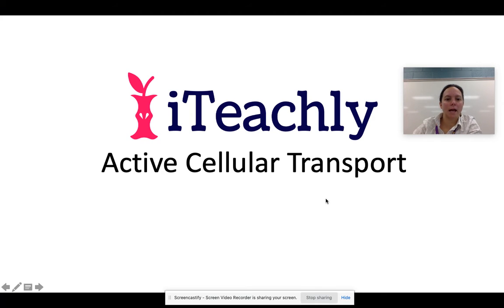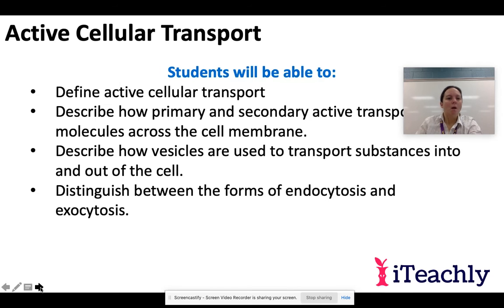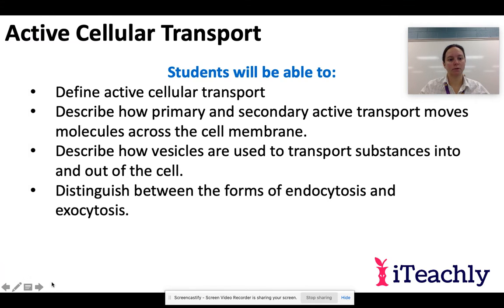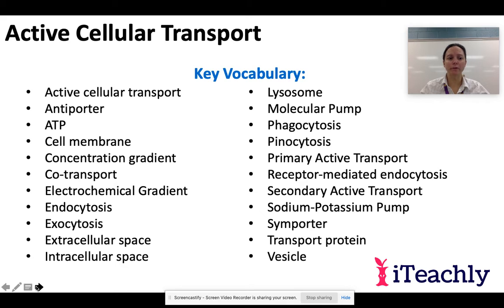We're going to be looking at active transport today, so let's go ahead and get started on this. At the end of this, we're going to be able to identify what active transport is, the difference between primary and active transport through the cell membrane, what can move in and out of the cell as a result of active transport, and then also endocytosis and exocytosis. So these are some of our vocabulary words. These should look familiar from our vocabulary list.